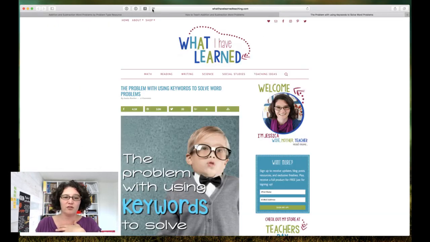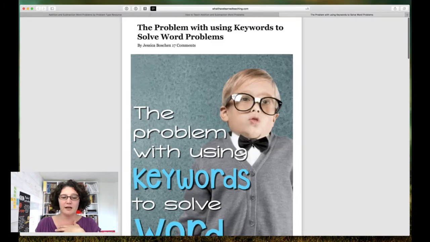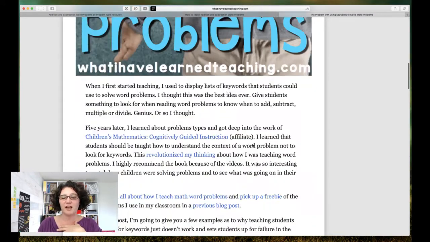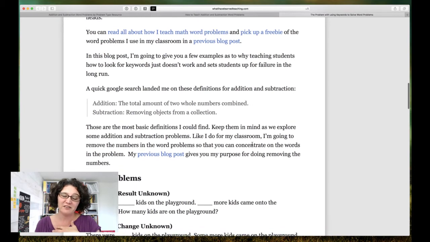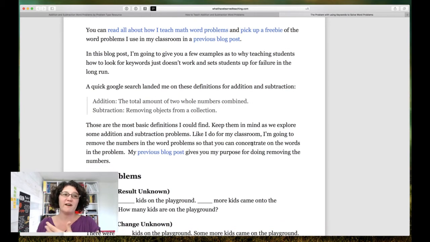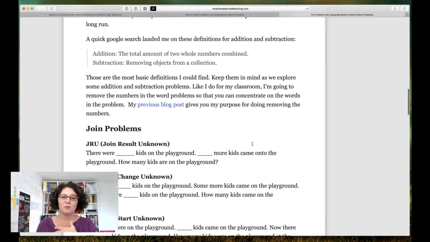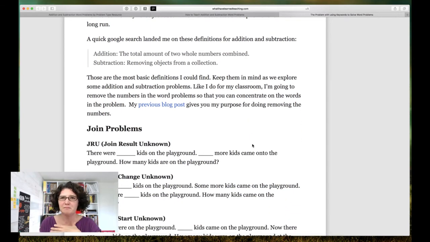There is also a post here that is about using keywords to solve word problems. And so often we make lists of all these different keywords that we find helpful. And often more or less are some of those keywords. But as you can tell from some of these problems, I used more in 2 different problems, and it didn't always mean to add. So students have to take a look at the context of the problem. And so this blog post just explains why I shy away from and don't use keywords to solve word problems. There are instances when the keywords work, and there are instances when the keywords don't work.